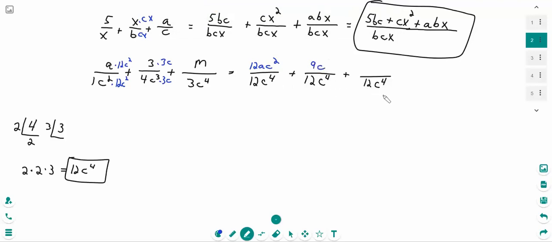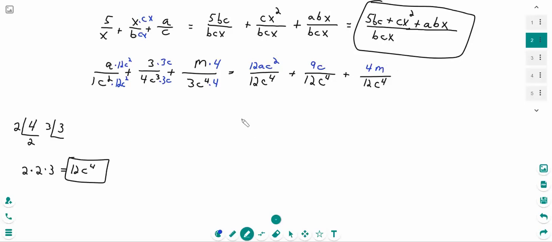And the last one, 12c to the fourth. So I multiplied this one by a 4 to get to the 12. The c to the fourth, I just needed to multiply by a 1 to get to c to the fourth. So in this case, we're really only multiplying the numerator by a 4. So we end up with 4m.